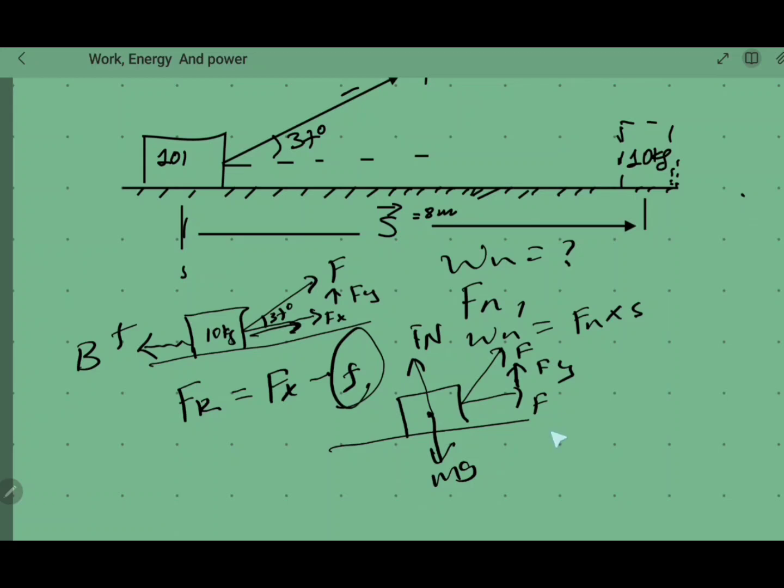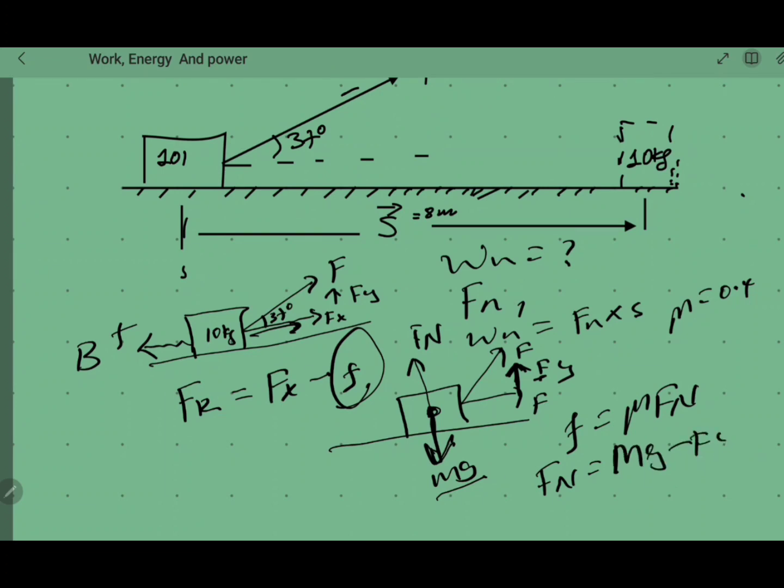So you need to calculate the frictional force first. The frictional force is equal to mu times the normal force. Mu is given to be 0.4. But how do I get the normal force? The weight is downward, and the Fy is pulling upward. So the normal force is the difference between the weight mg and Fy. But how much is Fy?